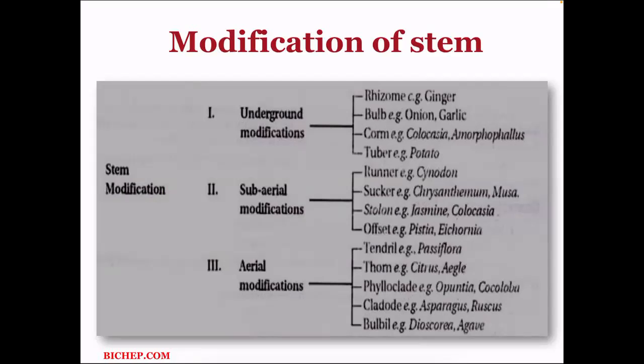Now comes the modification of stem. Now, what do you mean by modification? Modification is a special type of adaptation found for a particular physiological function, or protection, or storing food. So this is called modification of stem. Right? What is the general function of a stem? The general function of a stem is the translocation of substances, that is water, inorganic substances, and food prepared by photosynthesis. This is a primary function of each stem.